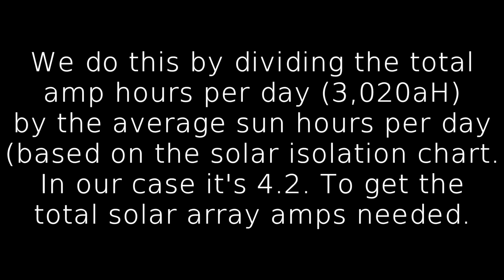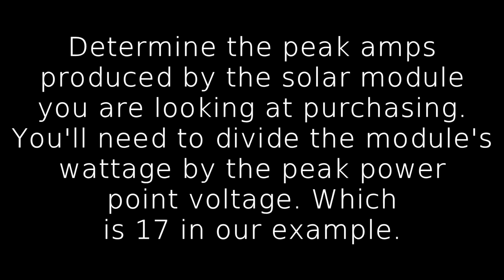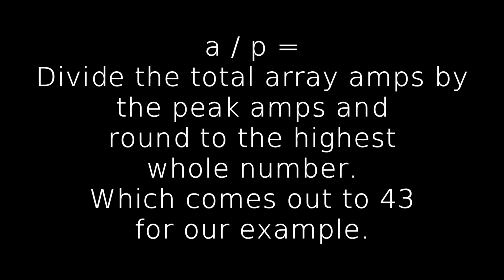To get the total solar array amps needed, determine the peak amps produced by the solar modules that you are looking at purchasing. You'll need to divide the module's wattage by the peak power point voltage, which is 17 in our example. Divide the total array amps by the peak amps and round to the highest whole number, which comes out to 43 for our example. And this gives us the total panels needed for our home application based on the energy requirements and the solar panels that we're looking at purchasing.